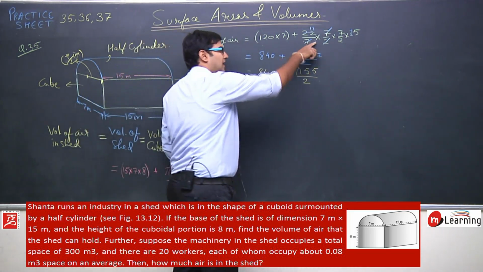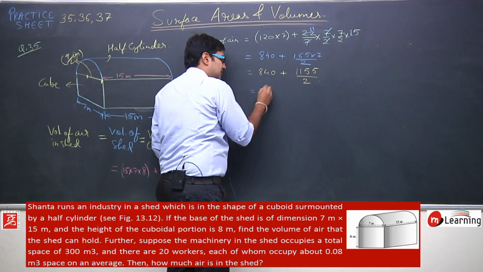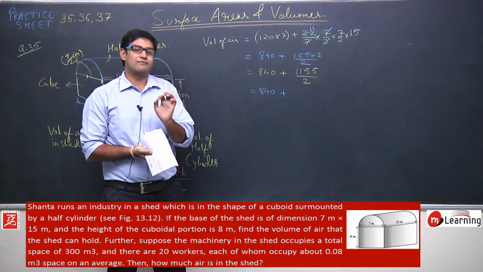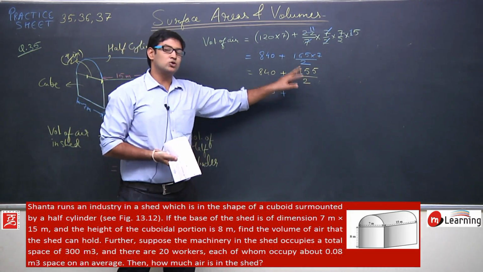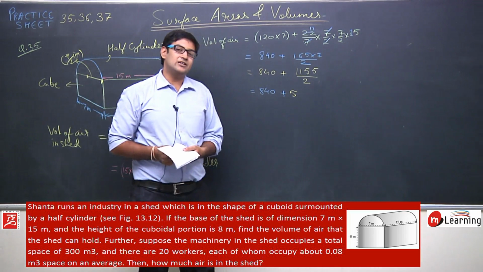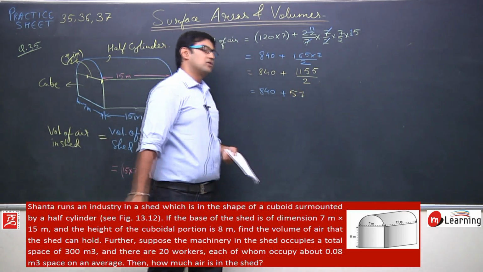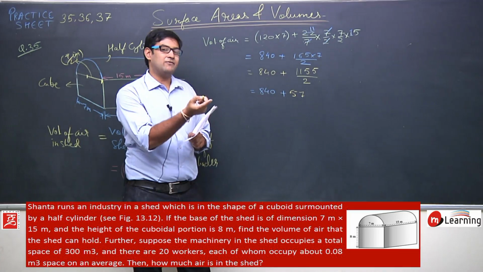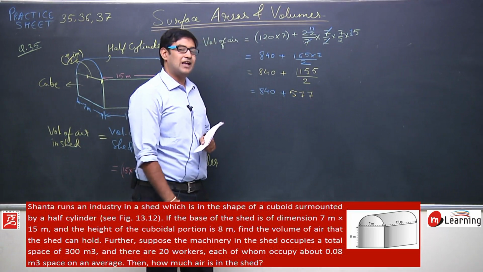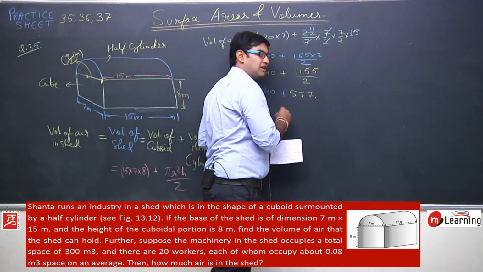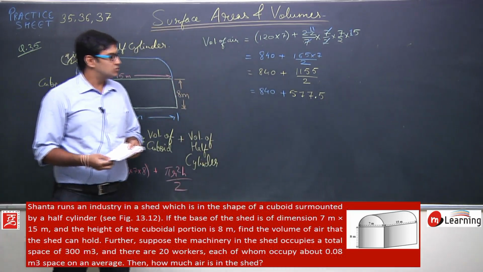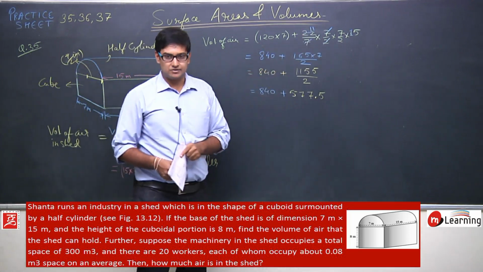Now this is the volume of half cylinder. Further this is 840 plus, let us solve this, 1155 divided by 2. So 11 and this is 2, so 2 fives are 10. You will have first 5, then 15, so 2 sevens are 14. Okay, so again you will have 1 and then 5, so 15, so again 2 sevens are 14, and finally you will have 1, so you need to have a decimal and then 5. So 577.5 should be the volume of this half cylinder.